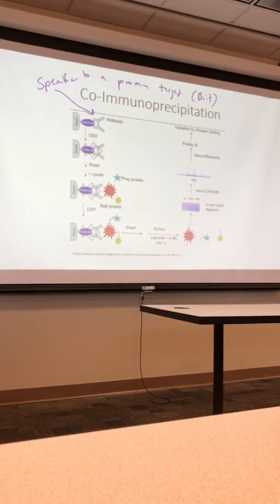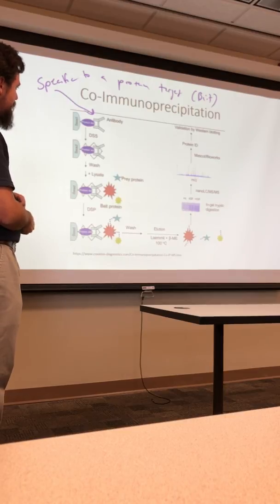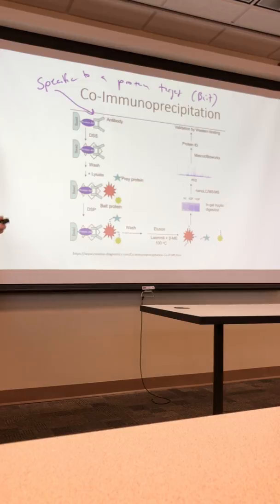Is the little green thing also a bait? It looks like it's a bait as well. Yep, that would be a prey protein. So like two preys on the same bait? Yeah, because you could have multi-protein complexes, right? Not just one protein with another protein. You might pull out 10 proteins with one protein that you use as bait.